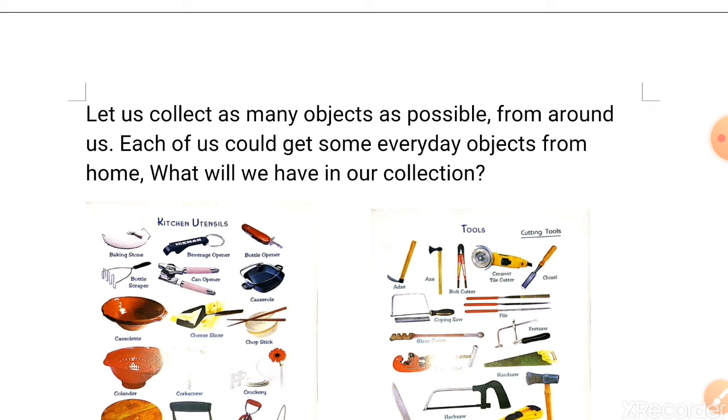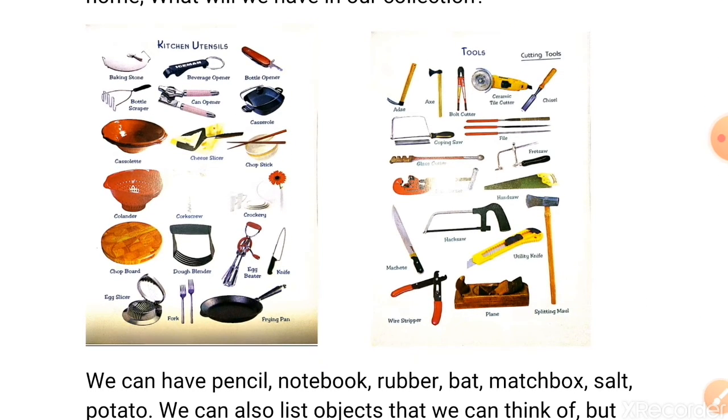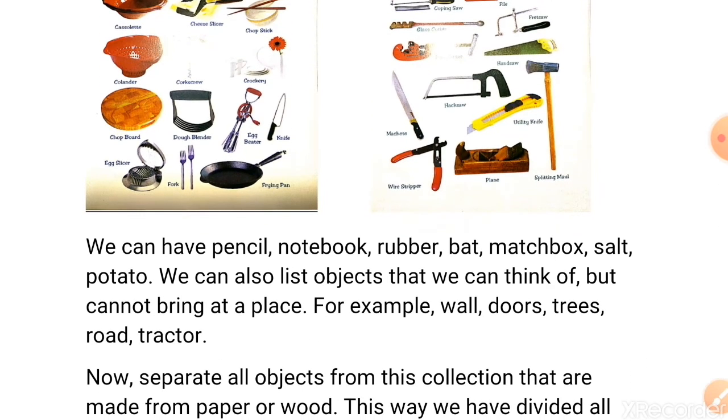Let us collect as many objects as possible from around us. Each of us could get some everyday objects from home. So what do you think? What will we have in our collection? Students, you can have some kitchen utensils, some kind of tools. We can also have pencil, notebook, rubber, bat, matchbox, salt, potato. So this list can go up. We can also list objects that we think of but cannot bring to a place. For example, walls, doors, trees, road, tractor.